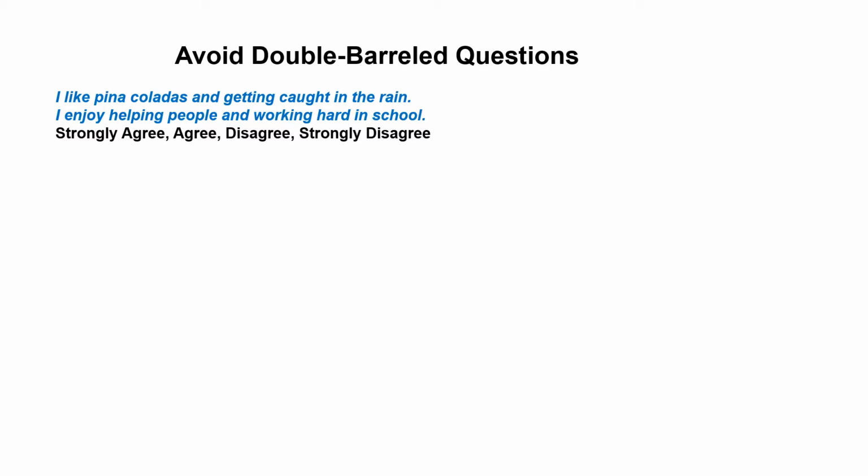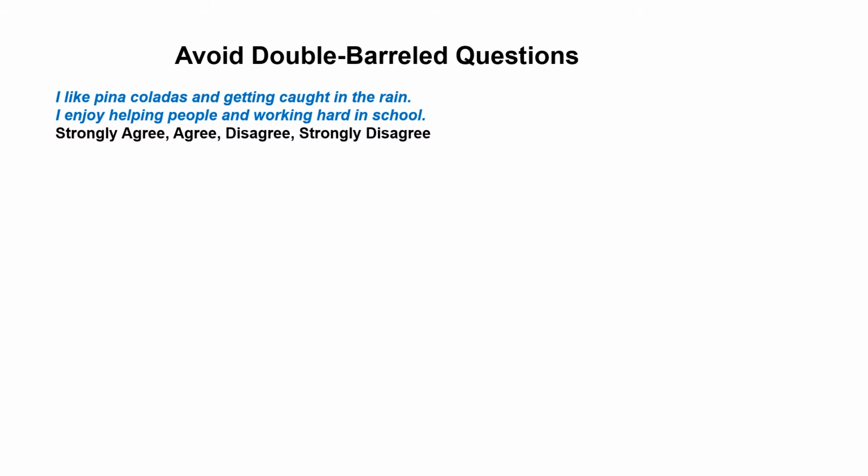Next one to look at, double-barreled questions. Double-barreled questions are basically questions that are asking two things, not one thing. And the problem here is, how is your participant going to respond if they disagree on the two things? For example, I like pina coladas and getting caught in the rain. What if someone likes pina coladas but doesn't like getting caught in the rain? What if somebody doesn't like pina coladas but likes getting caught in the rain? Now you have two separate questions being asked together. You should never ask two questions in one.